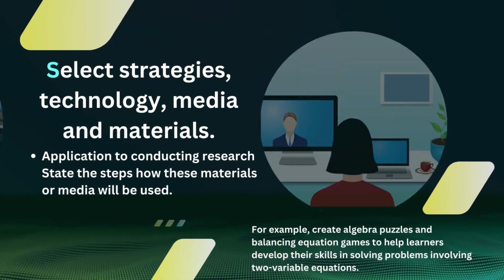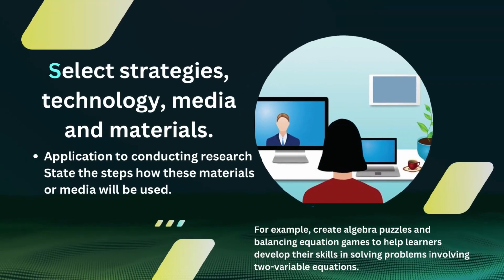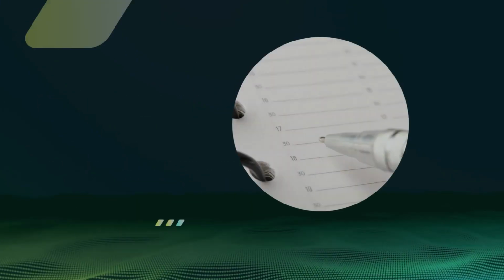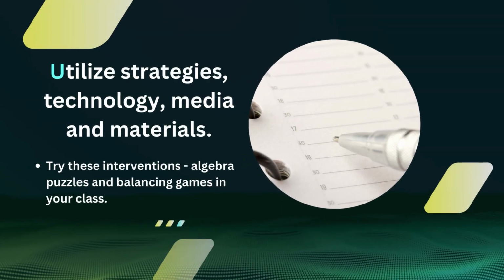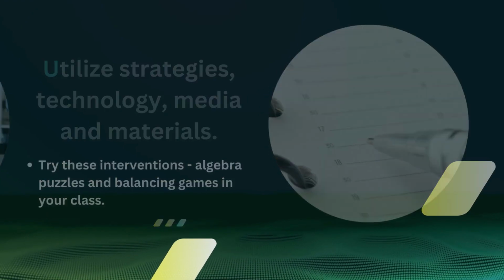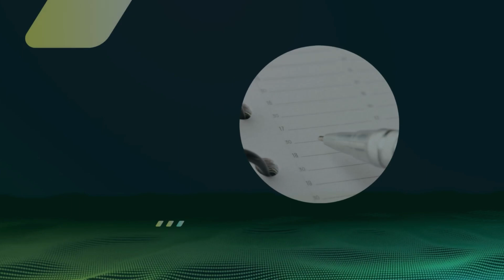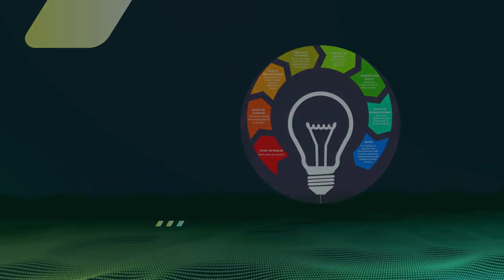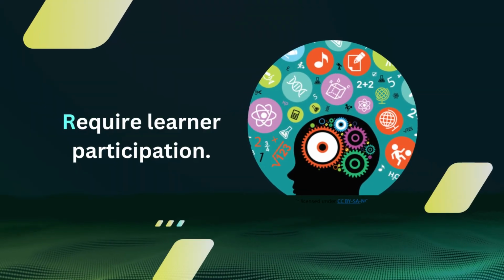As with all instructional steps, you must ensure that your plans support the achievement of the objectives that you have established. This Assure step entails developing a plan for how you will use the technology, media, and materials that you have chosen. In research, you are going to try these interventions, algebra puzzles and balancing games, on a separate sample of learners selected randomly from your class. You may set the number of days and frequency of in-class or off-class sessions. Your research methodology must be put in place.